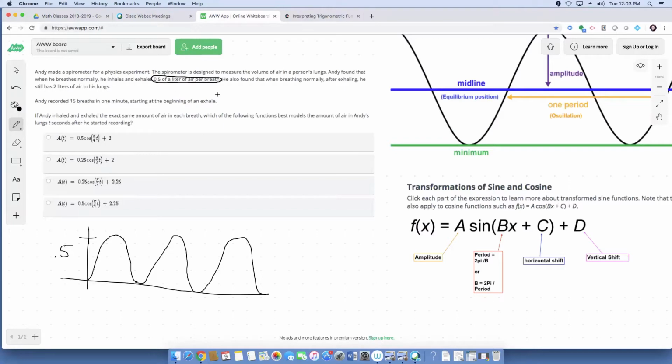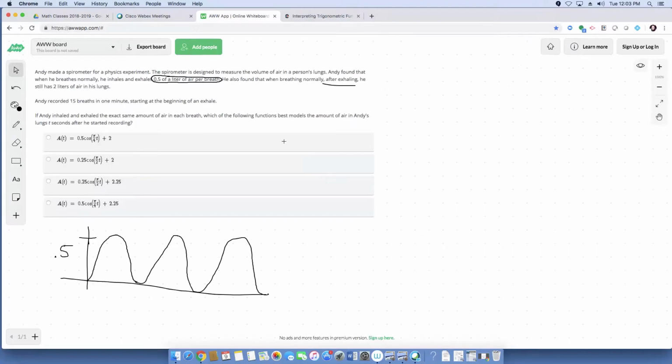Okay, there's one. He also found that when breathing normally, after exhaling, he still has 2 liters of air in his lungs. So after he breathes out, he still has 2 liters. So let's figure out what that looks like on a graph. I'm going to get rid of these things until we need them. Delete and delete. Okay.